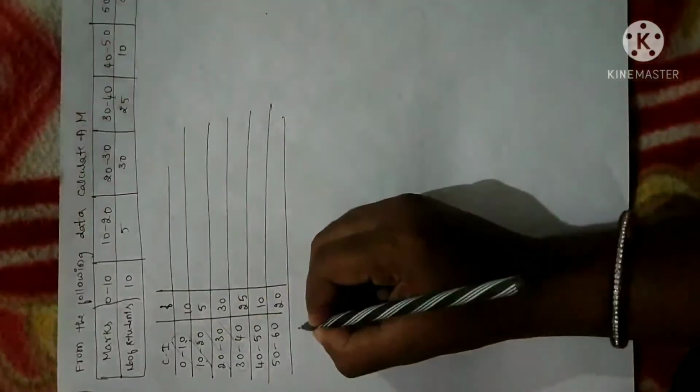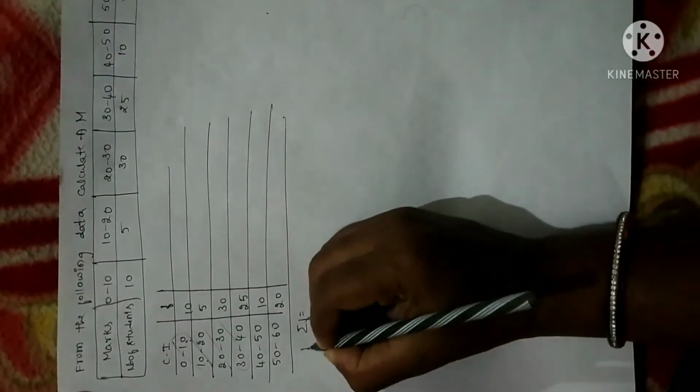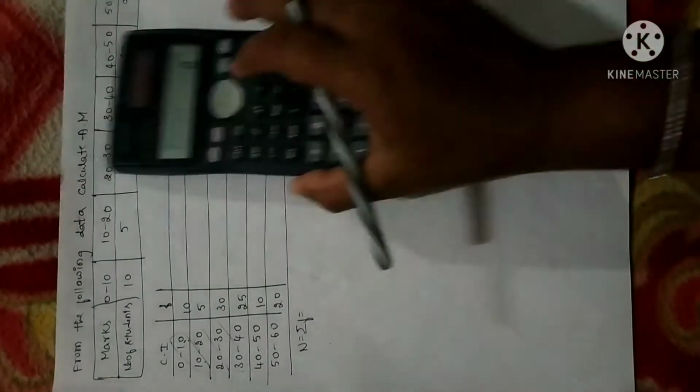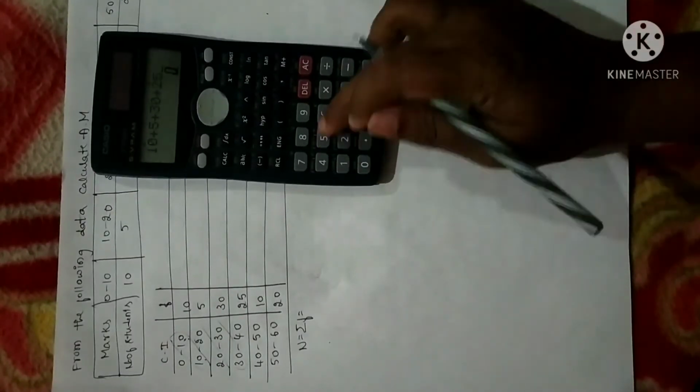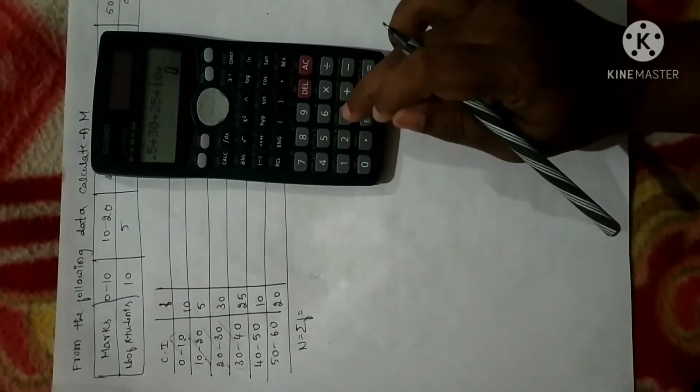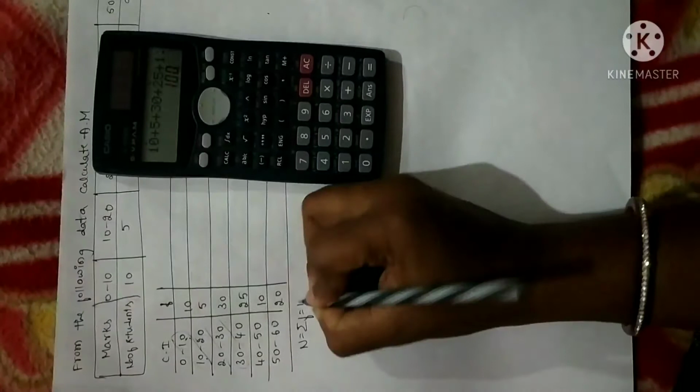Given the problem, first let me find sigma f. Sigma f is none other than capital N. You have to add all the values given: 10 plus 5 plus 30 plus 25 plus 10 plus 20. That will give us 100.